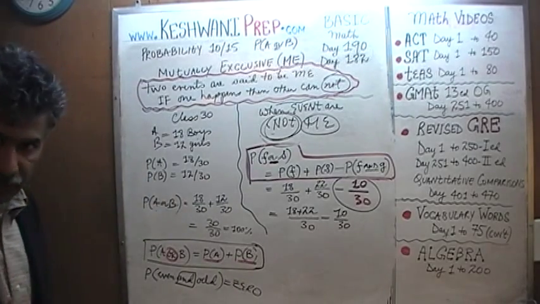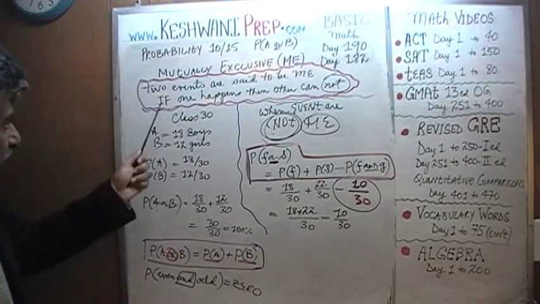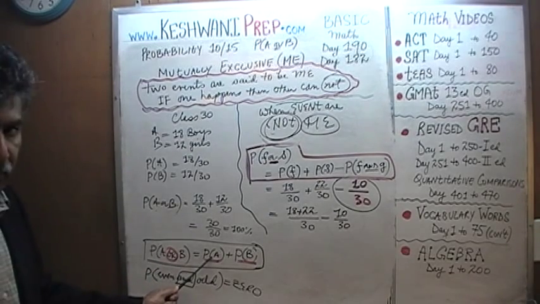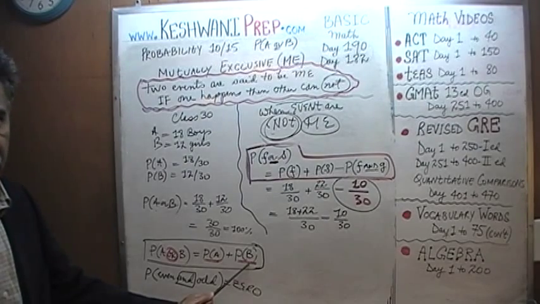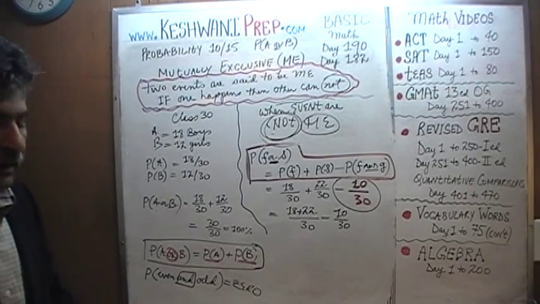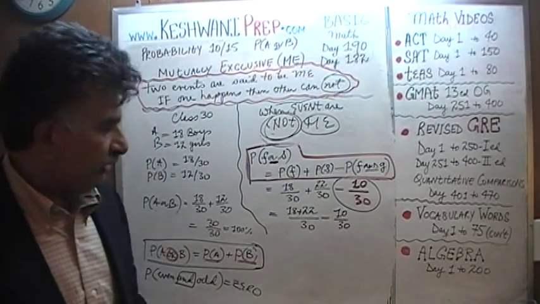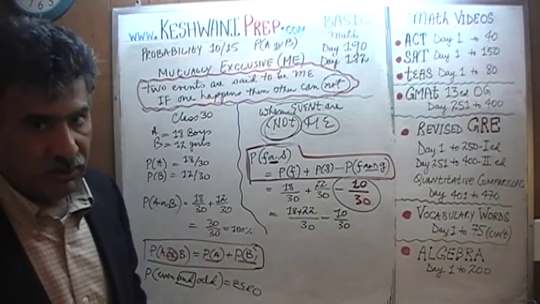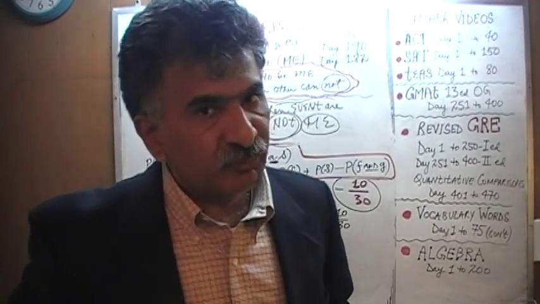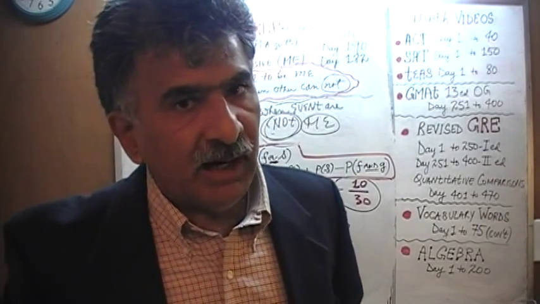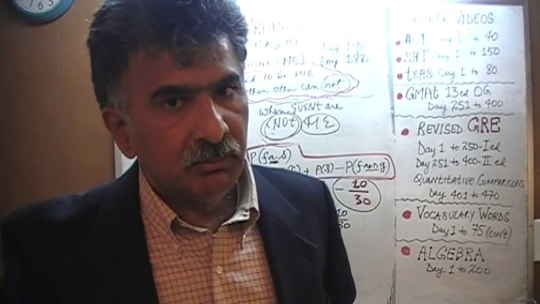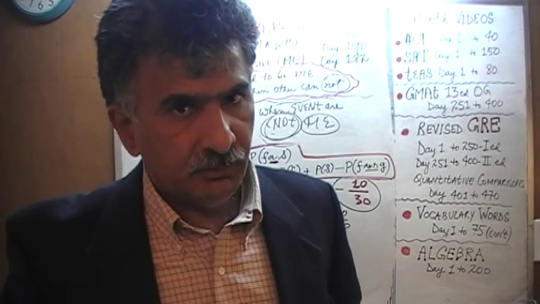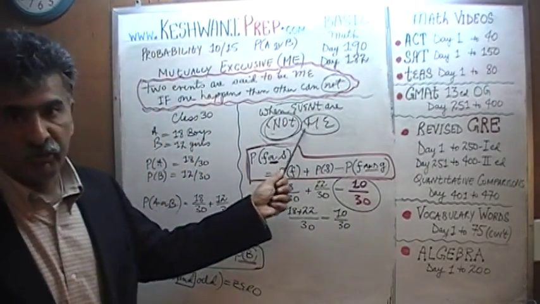So here's the bottom line, here's the punchline. If the two events are mutually exclusive, then the odds of A or B happening is the probability of A plus the probability of B. On the other hand, if the two events are not mutually exclusive, the occurrence of one does not rule out the other. Just because you pick a person who studies French does not rule out the odds that that person may also study German. It is quite possible that the person may have both characteristics. Do you understand? These two events are not mutually exclusive.